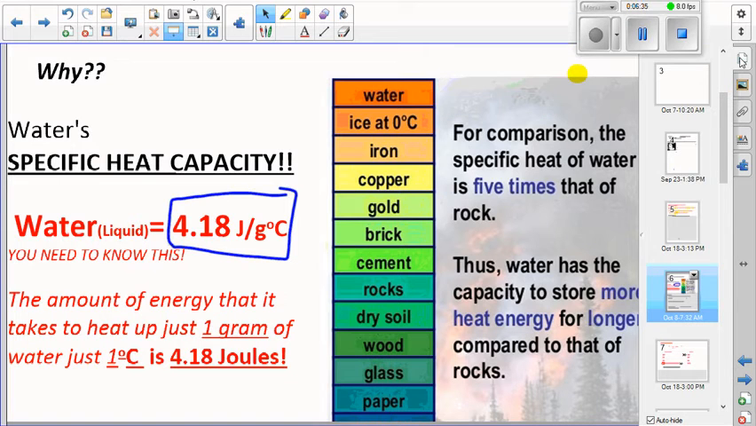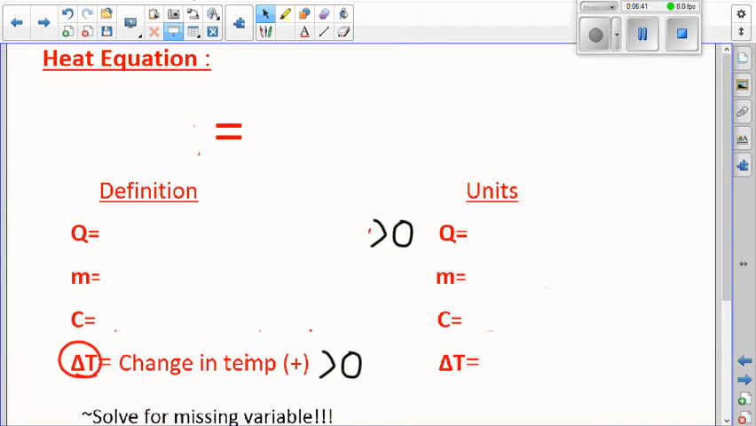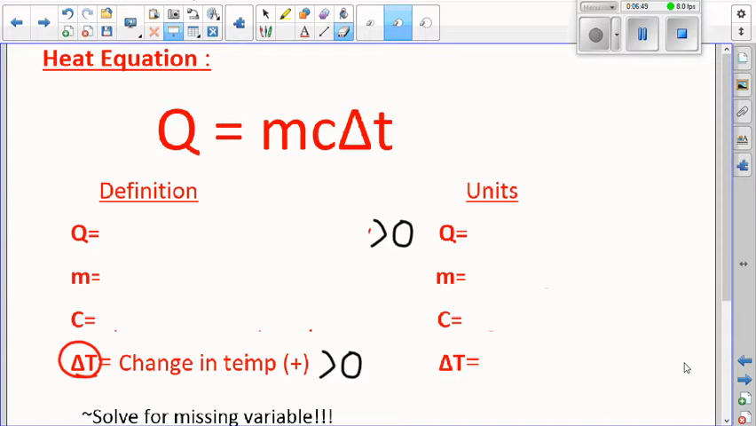So we used to have density equals mass over volume. That was the equation we used a lot in Unit 2. The equation we're going to use a lot in Unit 3 is this guy. It is Q equals MC delta T. Q equals MC delta T, sometimes known as Q equals MCAT.